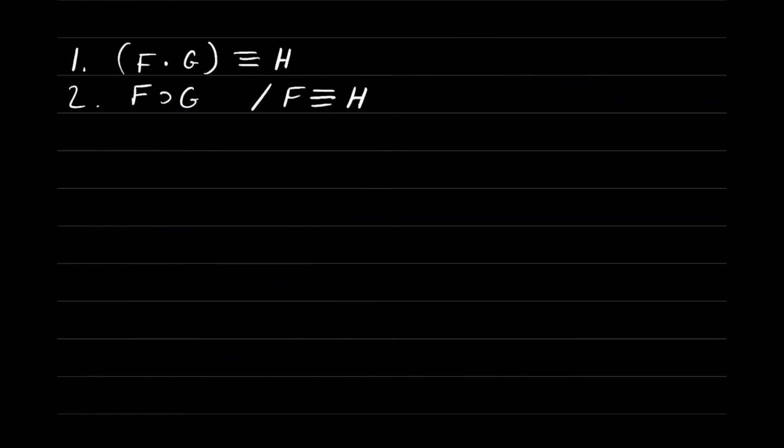Okay, this is a fun example. We have two premises. F and G is equivalent to H. Line 2 says F implies G, and we're trying to show this conclusion, F is equivalent to H.